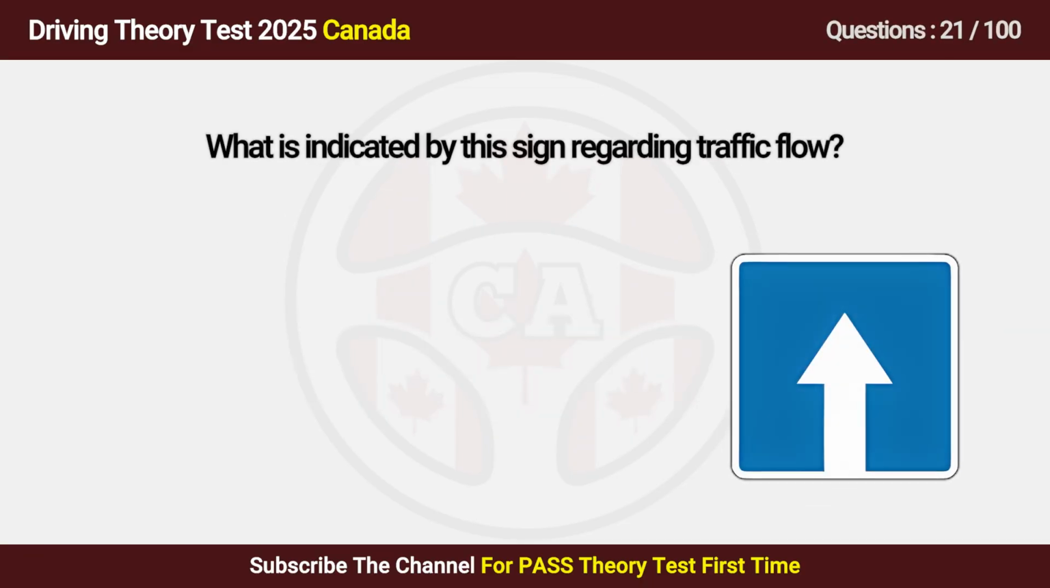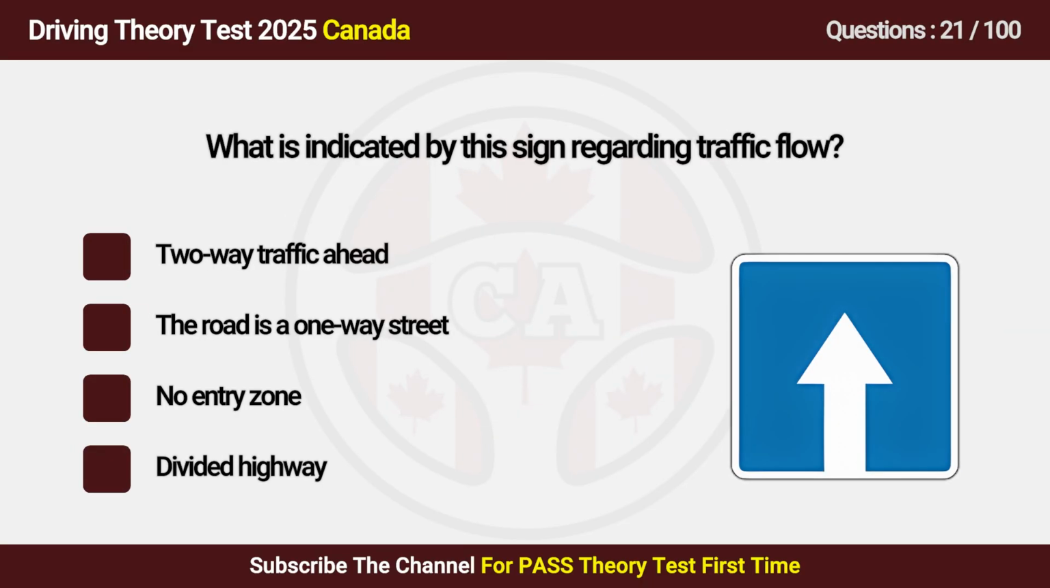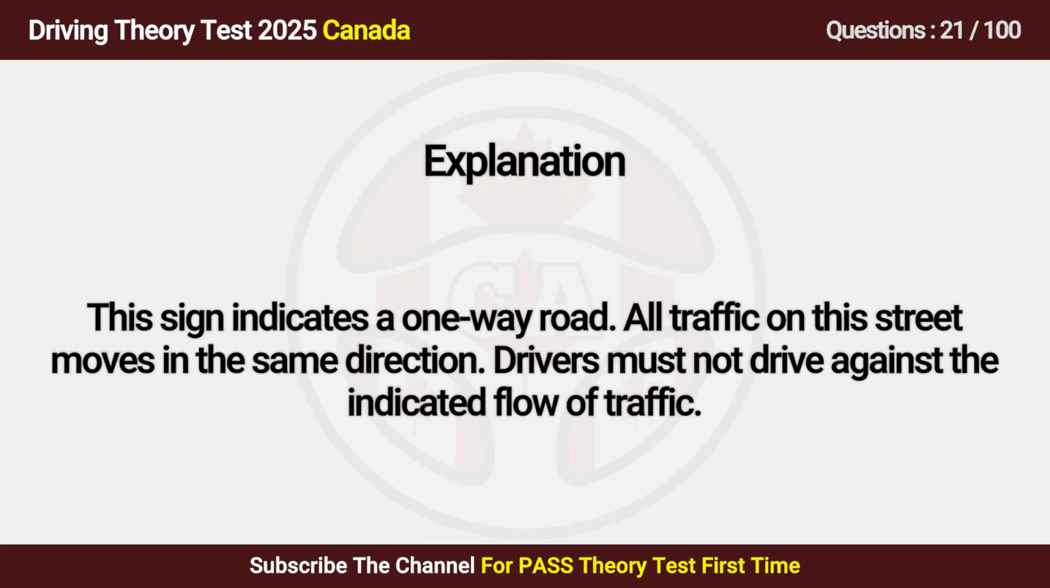Question 21. What is indicated by this sign regarding traffic flow? A. Two-way traffic ahead. B. The road is a one-way street. C. No entry zone. D. Divided highway. Answer is B. The road is a one-way street. This sign indicates a one-way road. All traffic on this street moves in the same direction. Drivers must not drive against the flow of traffic.